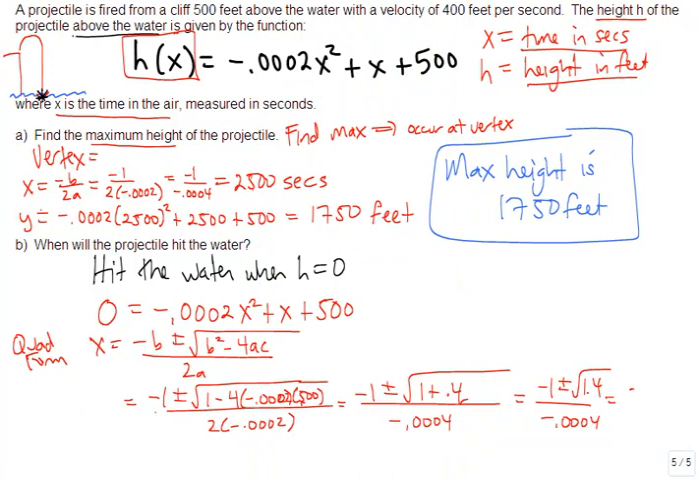So this is going to be 5458, and that is, again, your x, and x was measured in seconds. And that's exactly what the question wanted to know. It said when, which is a time, when will the projectile hit the water? So it will take 5,458 seconds to hit the water.